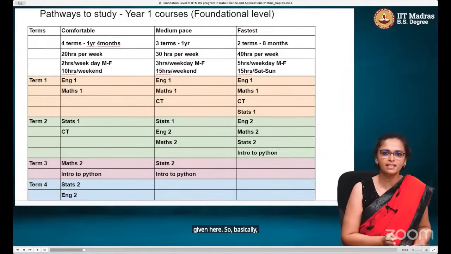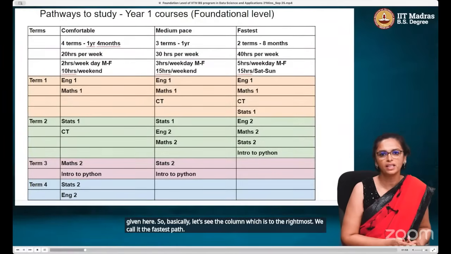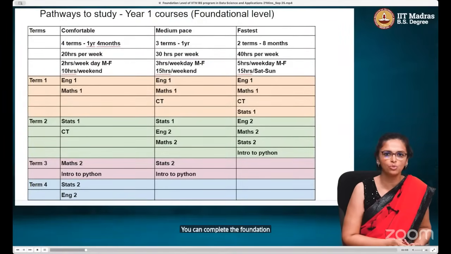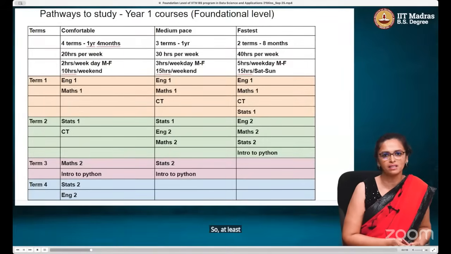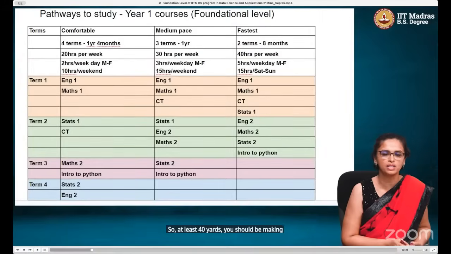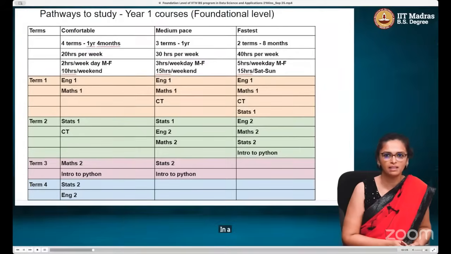So let's see the column which is to the rightmost. We call it the fastest path. You can complete the foundation level of 8 courses in 2 terms or 8 months. Basically this will require a commitment of about 40 hours per week of effort and study time, because there are 4 courses. On an average we say that every course takes about 10 to 15 hours of study time. So at least 40 hours you should be making available to study if you want to do 4 courses from this level in a particular term.